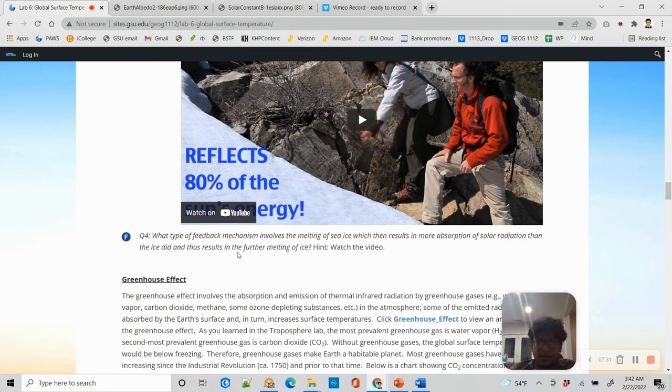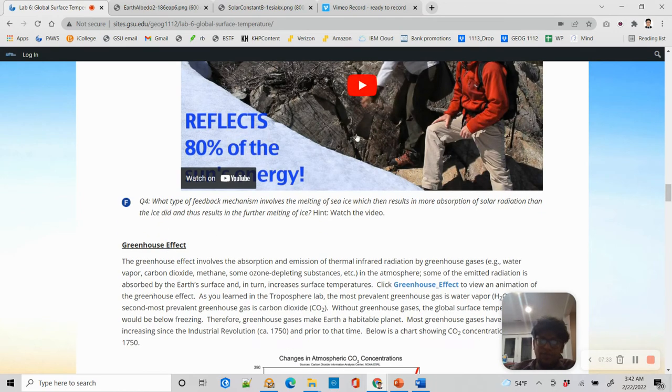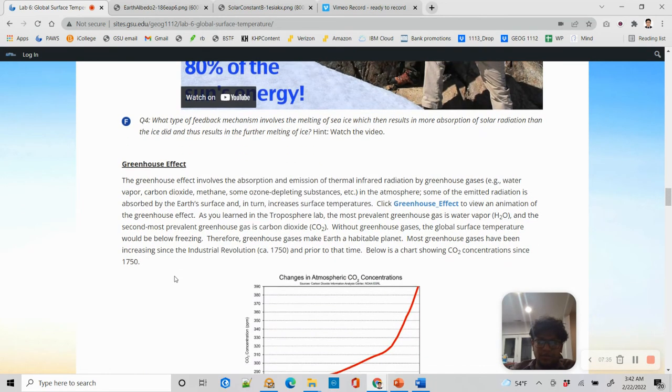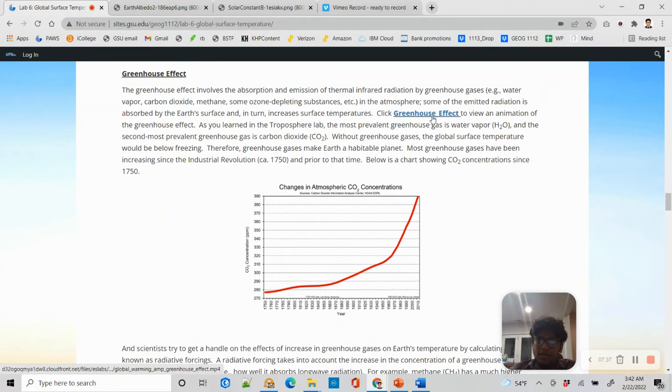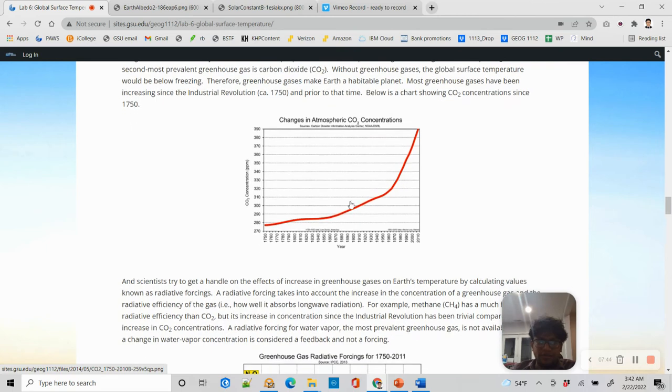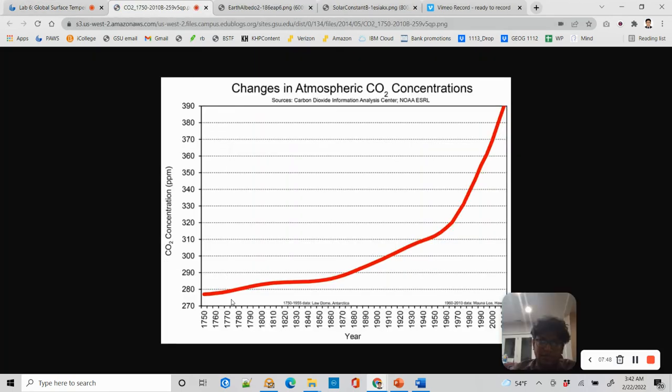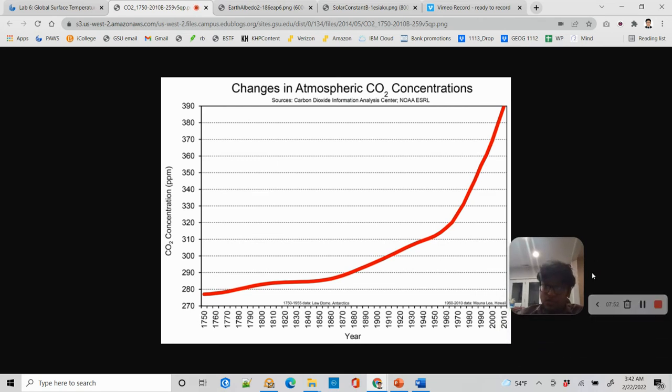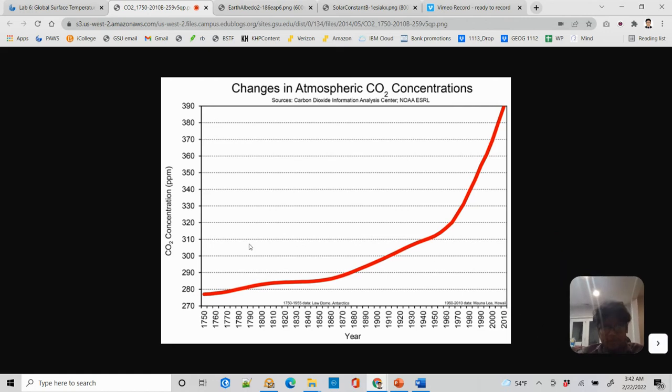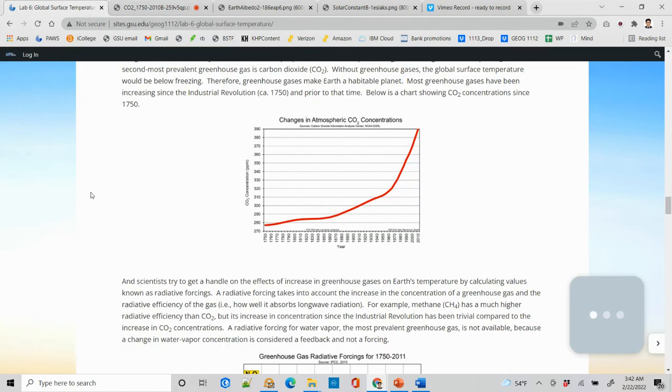Then answer question 4 based on the video. I'm not going to talk to you about that at all. Then just view the animation. Here there's an animation about the greenhouse effect. Follow the graph. You saw that the carbon dioxide concentration has increased from 1750 till now. It keeps increasing and increasing. That's one of the vital pieces of information you need to know.